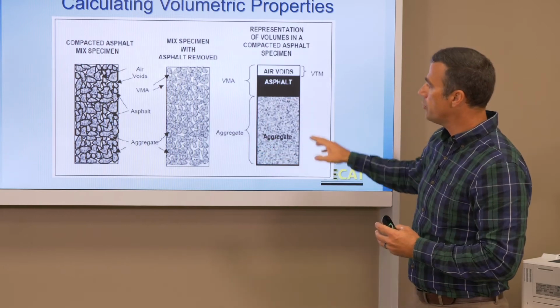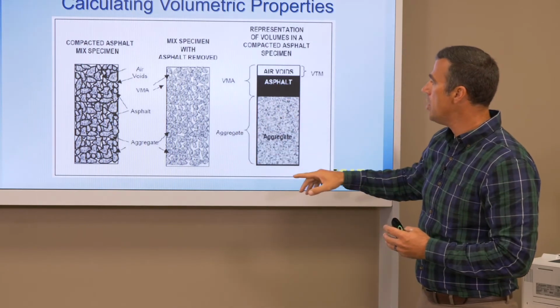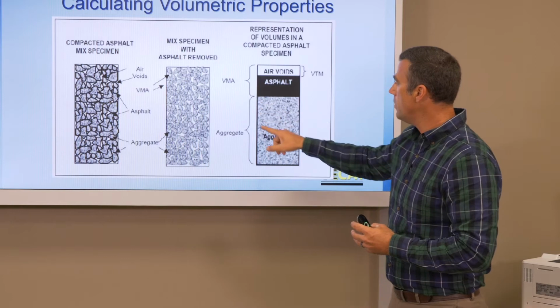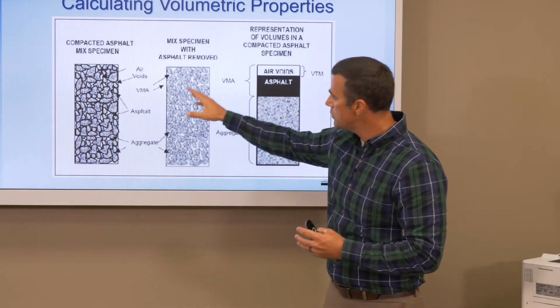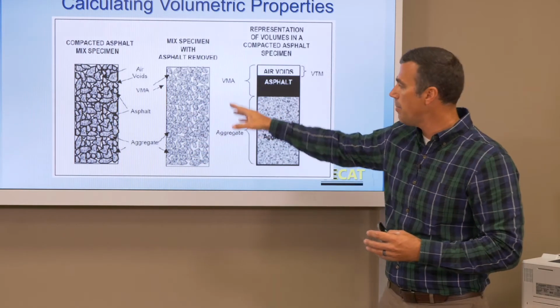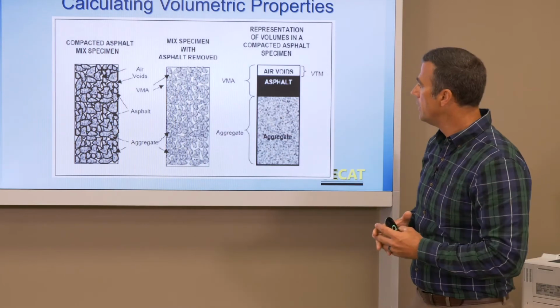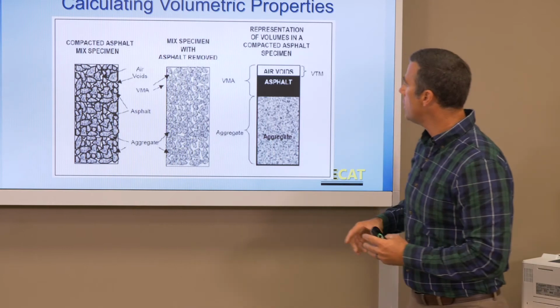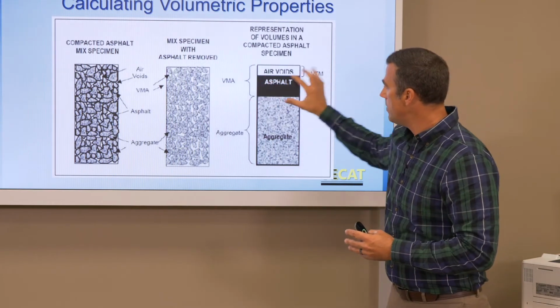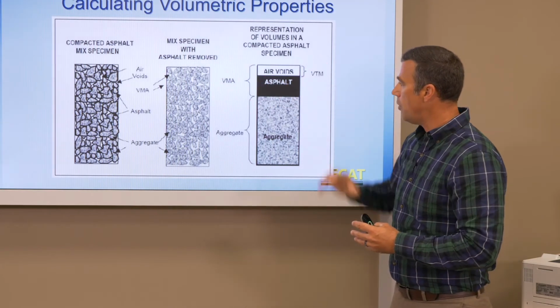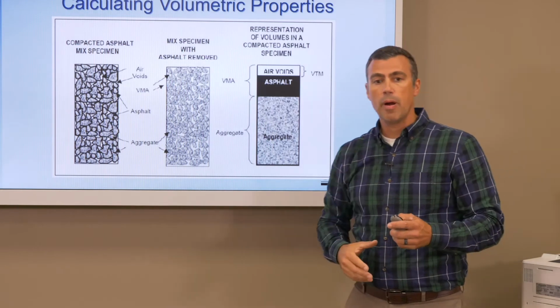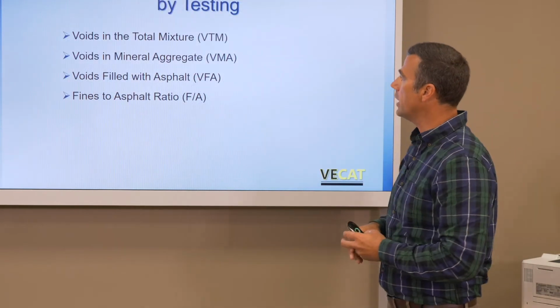Some of those other components we're going to be looking at, we've already discussed some. Voids in the mineral aggregate, which is represented as all that space in between all those aggregate particles where our asphalt and our air voids are going to fill up. Our voids filled with asphalt, what percentage of that VMA gets filled with asphalt? Let's look at what these different properties are, and we'll get into how we calculate them.